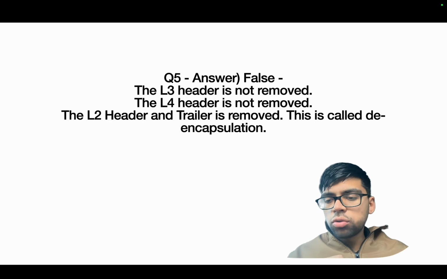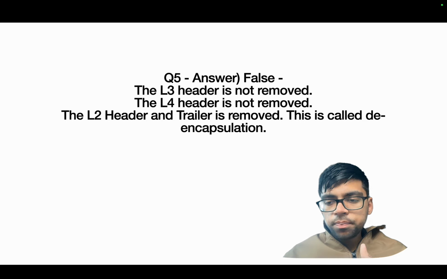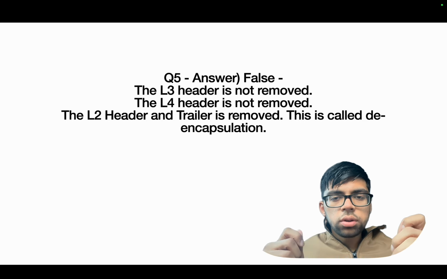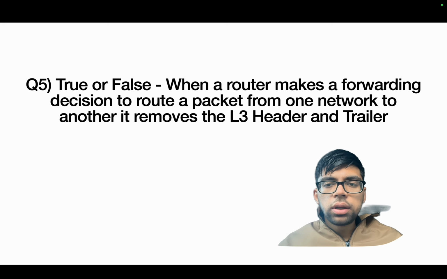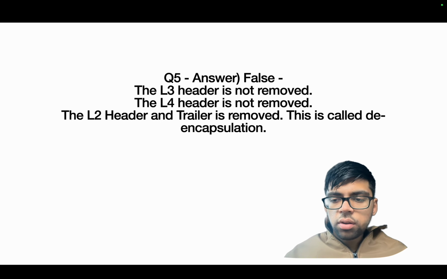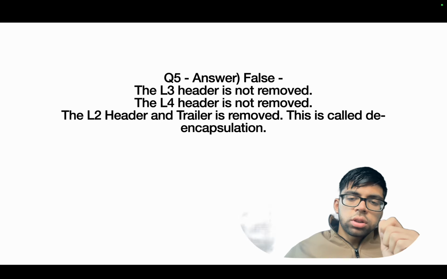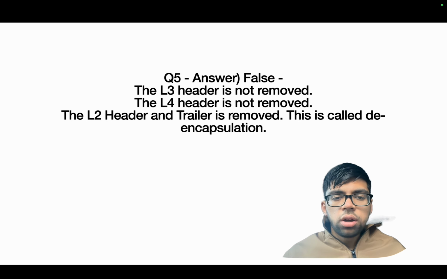The layer 2 source and destination MAC addresses change, and that necessitates a changing of the layer 2 header and trailer. This is very, very important: when routers make that forwarding decision to send a packet from one network to another, the layer 2 addressing is changing. That's why we have de-encapsulation and re-encapsulation at layer 2.